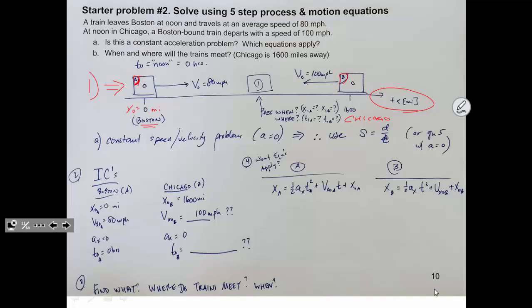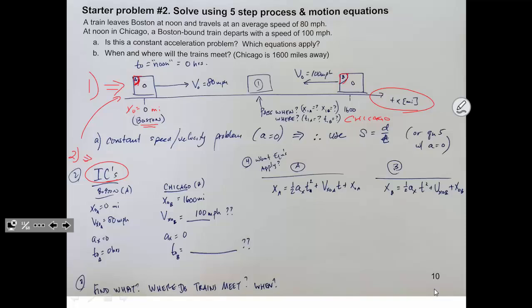And down below, I've made a table of initial conditions. This is actually part of step 2 of the 5-step process, which is to label your diagram with your data, which I'm doing up here with the little boxes with the numbers. And I'm also just making a quick summary of the initial conditions, so I'll need those to plug into my equations later.